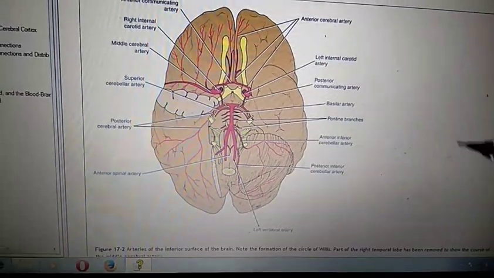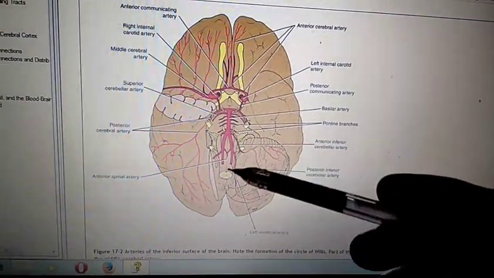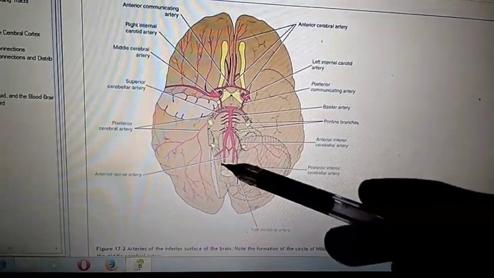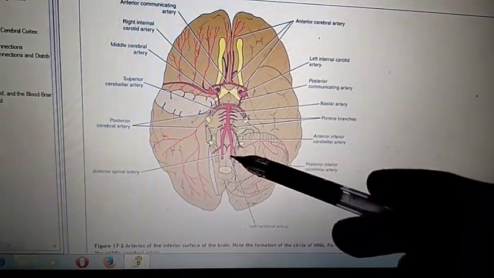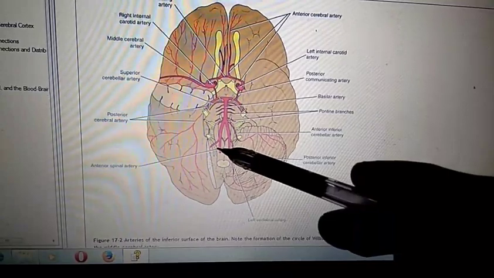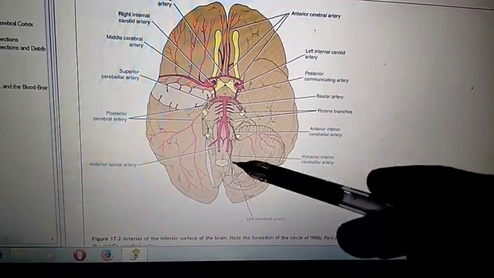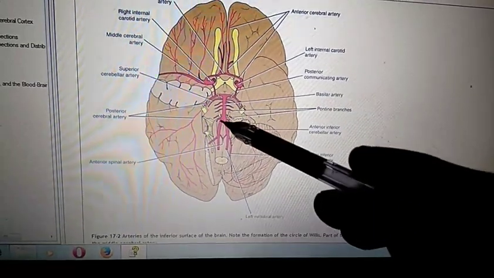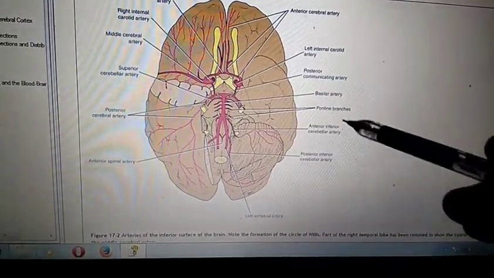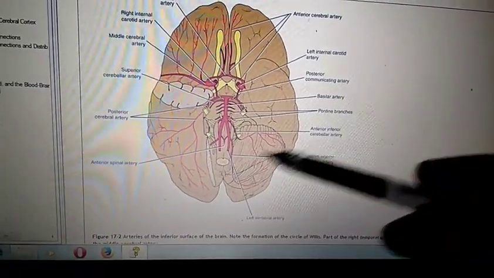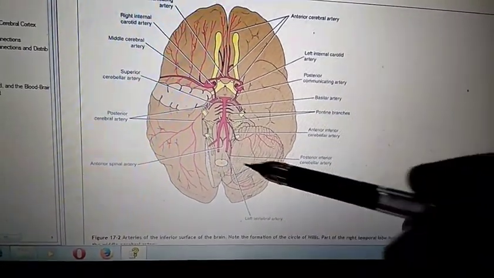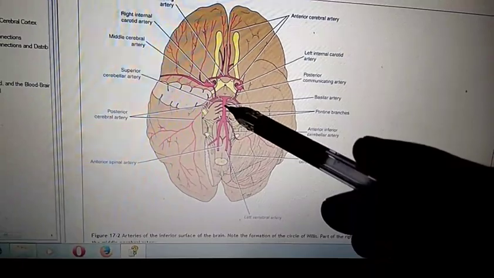So by and large, medulla oblongata is supplied by the following arteries: a pair of vertebral arteries, a pair of posterior inferior cerebellar arteries, a pair of anterior inferior cerebellar arteries, anterior spinal arteries as well as posterior spinal artery, and basilar artery.